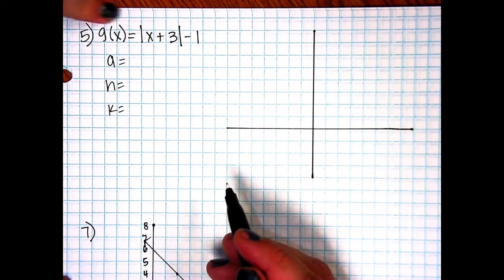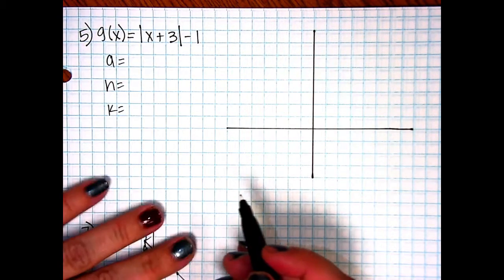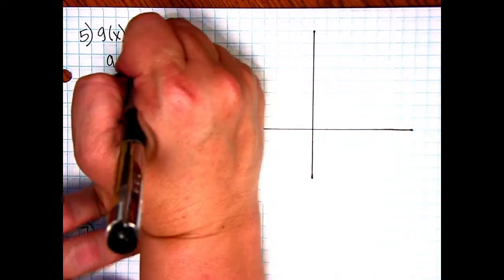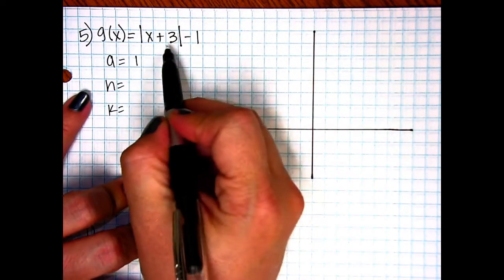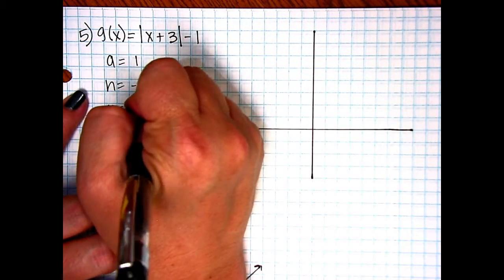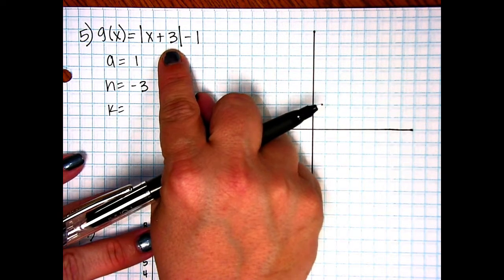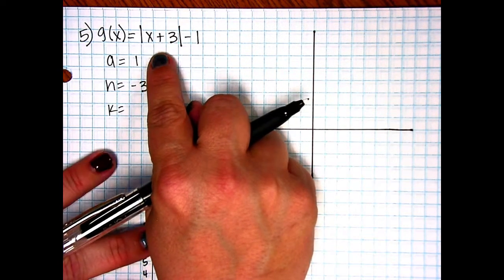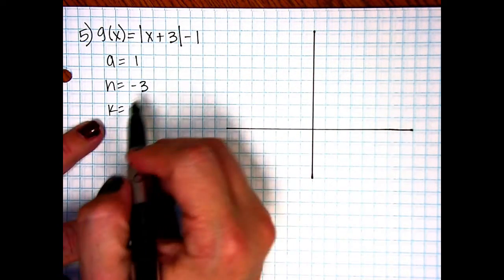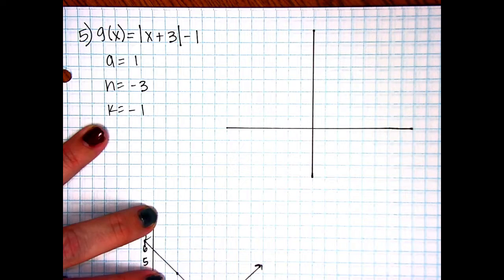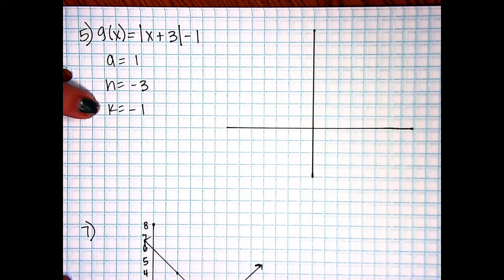So on this first, on g of x equals the absolute value of x plus 3 minus 1, our A value would be 1, because we don't see anything there. Our H value is going to be negative 3, because this became plus 3, and the original formula is subtract 3. It's x minus h. And then my k is negative 1. Remember, h is horizontal moves and k is vertical moves.